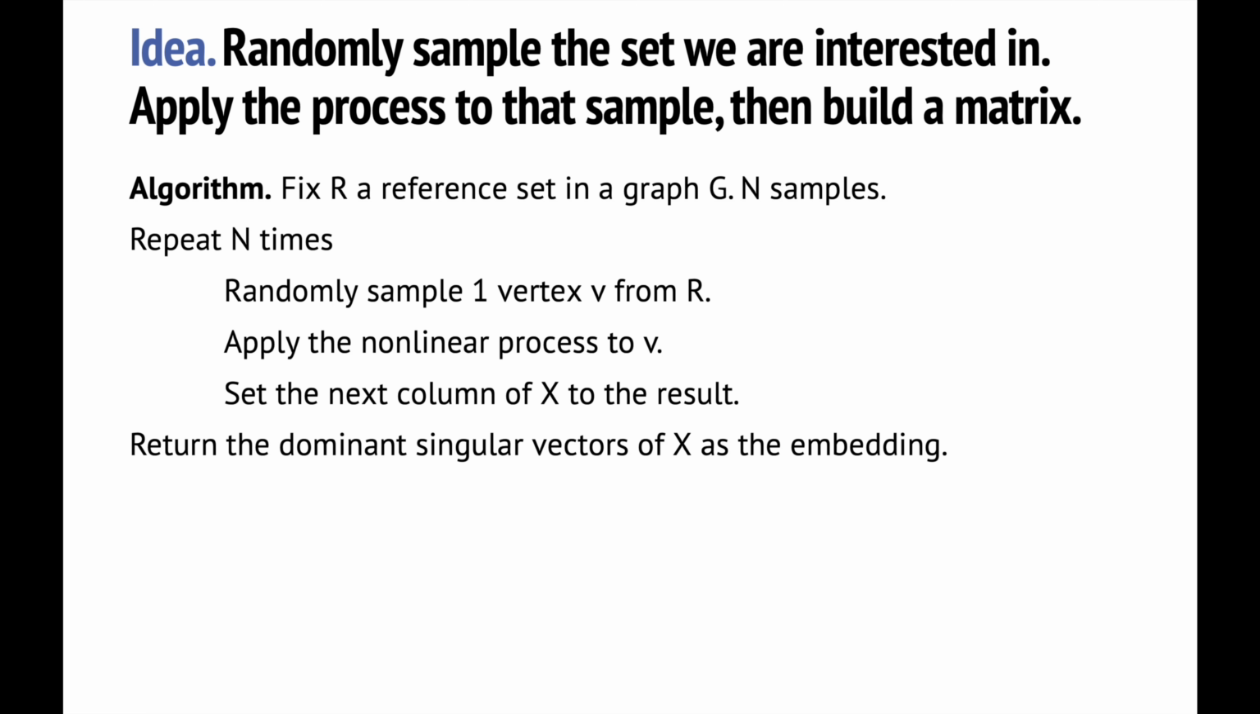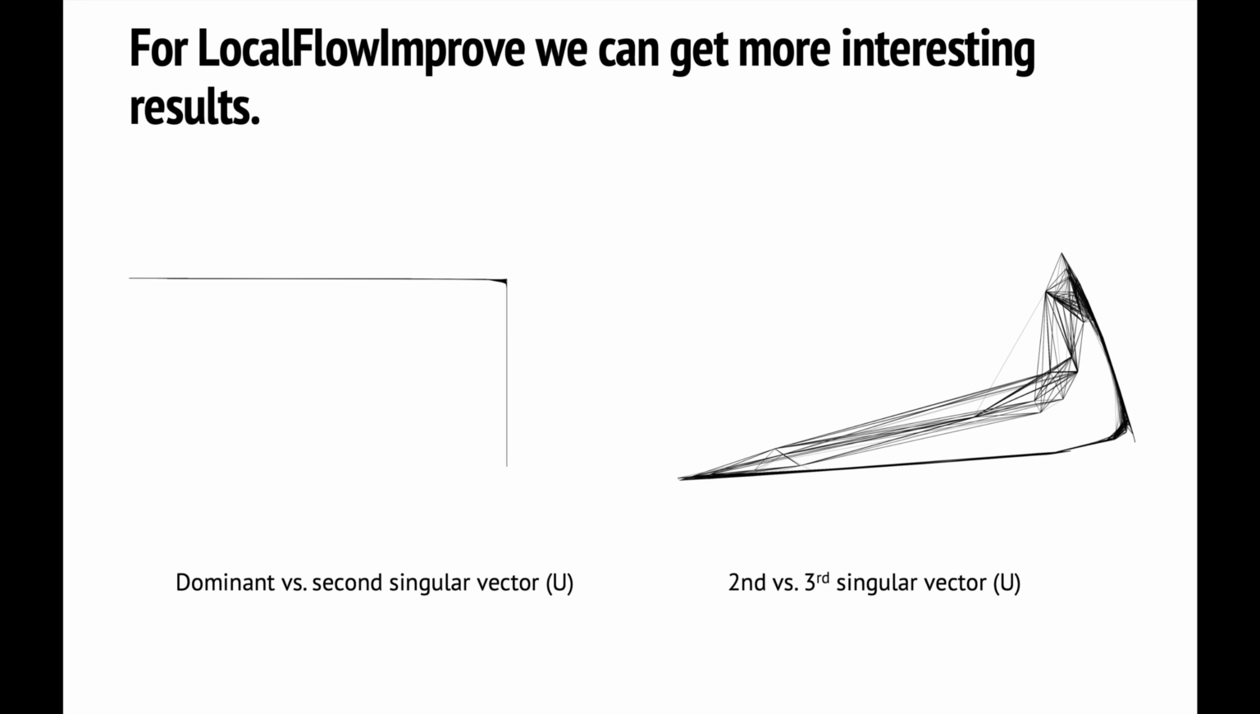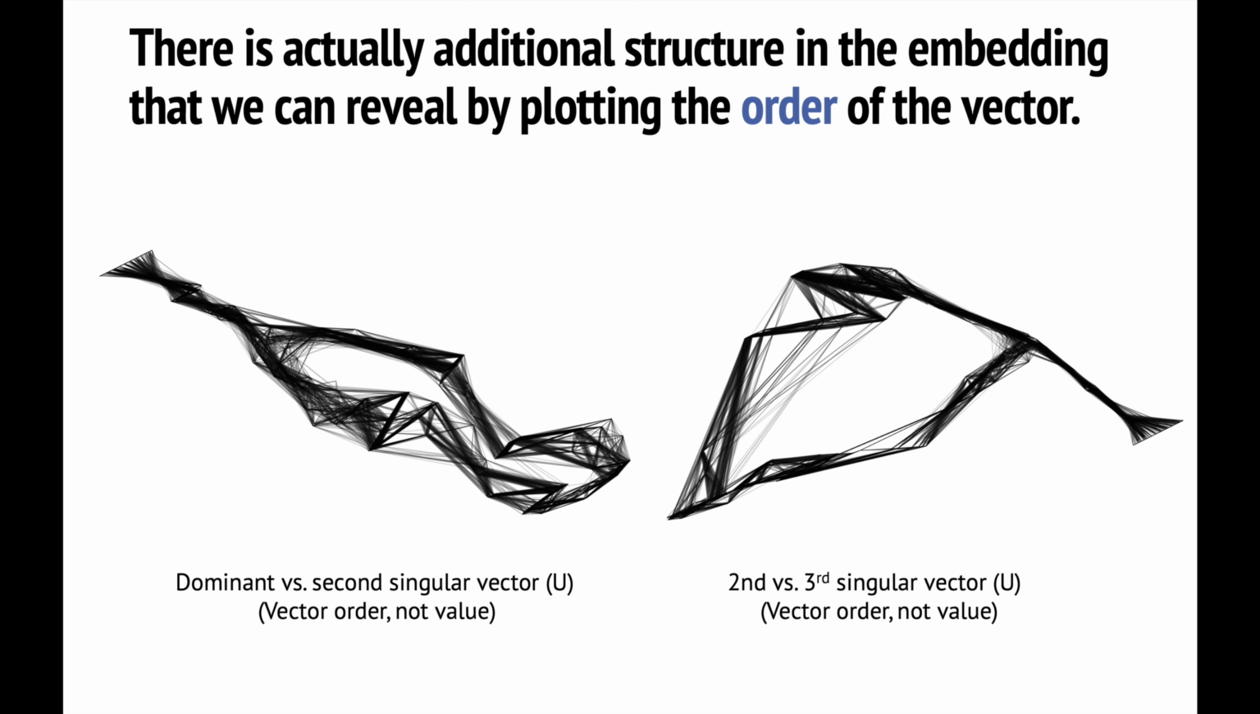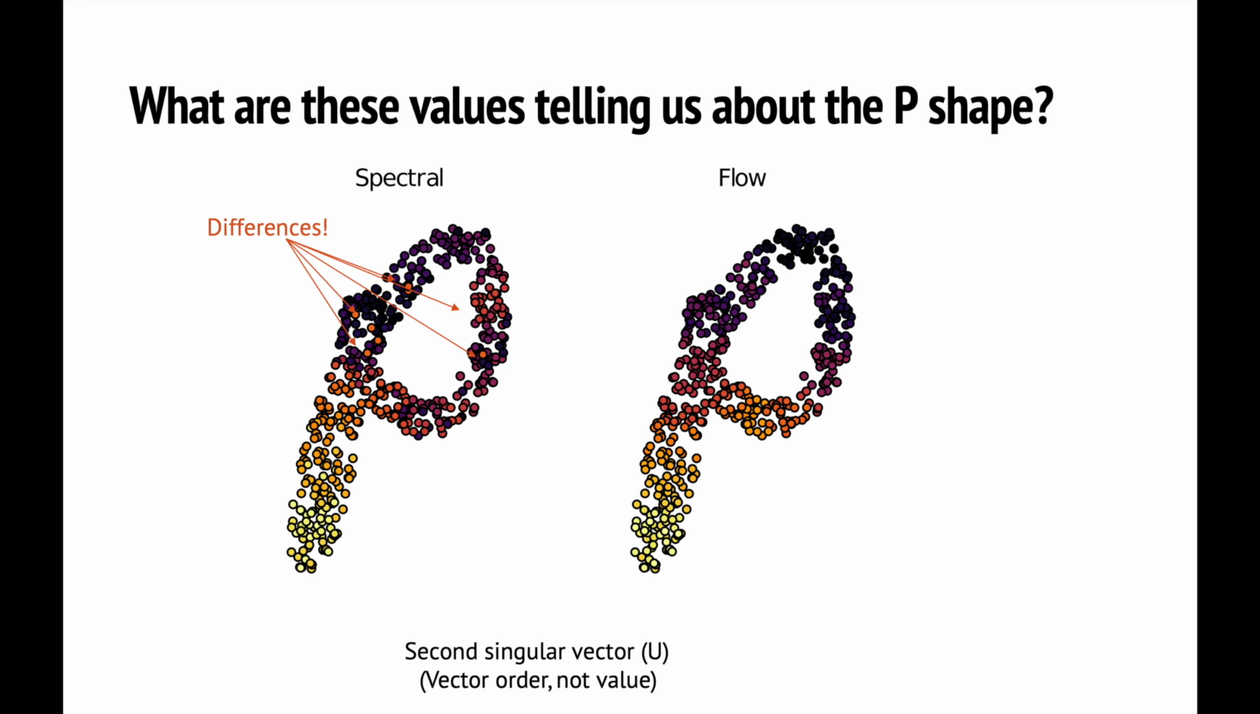The key idea, again, is just that we can use a simple singular value decomposition on random samples of all of these ideas to get very similar results. And we derived this from something like an expected value perspective on a linear graph algorithm, such as PageRank. If we use this on PageRank, we get back that same type of local structure, but we also get all sorts of interesting structure out of the nonlinear process as well. And there's this idea of using the order of the vector, not the actual values, to give us an even better or more interesting visualization of these.